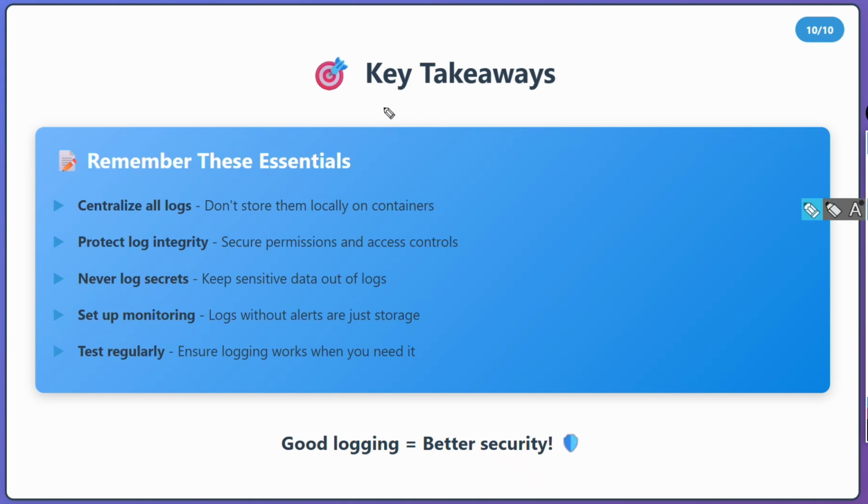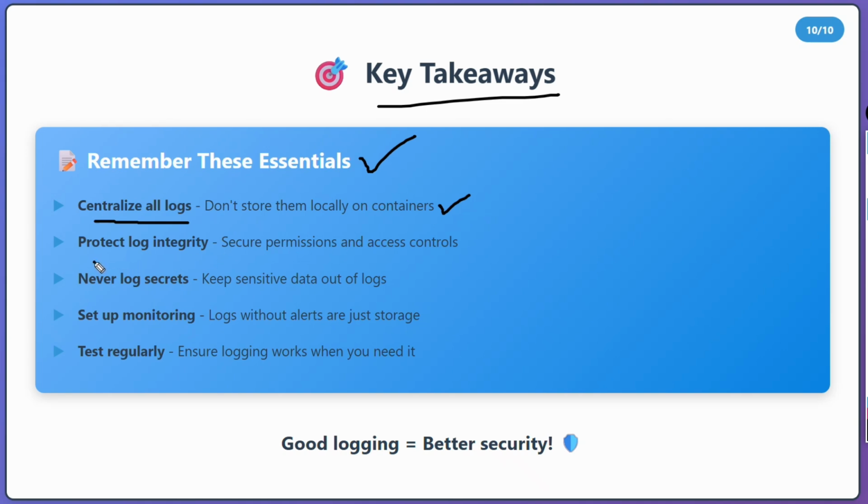Okay, and here are some key takeaways and a kind of recap of whatever we have discussed till now. These are some essential points we need to remember. First one was centralize all logs. That means don't store them locally on your containers. As I said earlier also, whenever the containers are restarted, the logs will disappear. Always make a habit to send your logs to external systems for durability and visibility purposes.